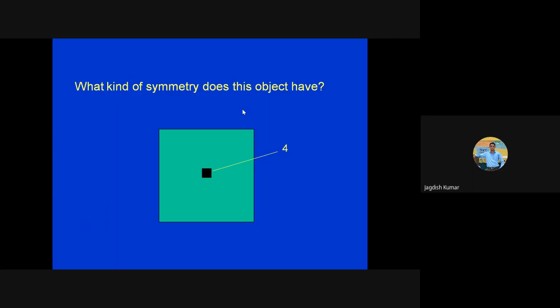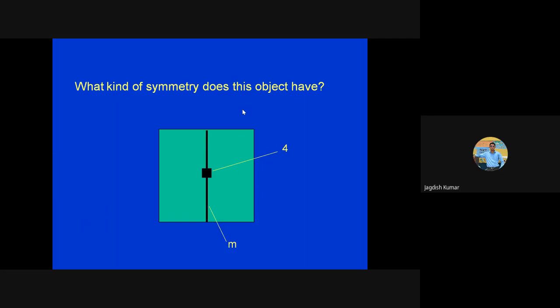Similarly, you can try to see it for other figures as well. For example, if you take a hexagon, what should be the n value? I mean, how many-fold axis of symmetry should exist there? I leave it as an exercise to you. Similarly, if you take a rectangle, what should be the n value? I mean, what fold axis of symmetry?